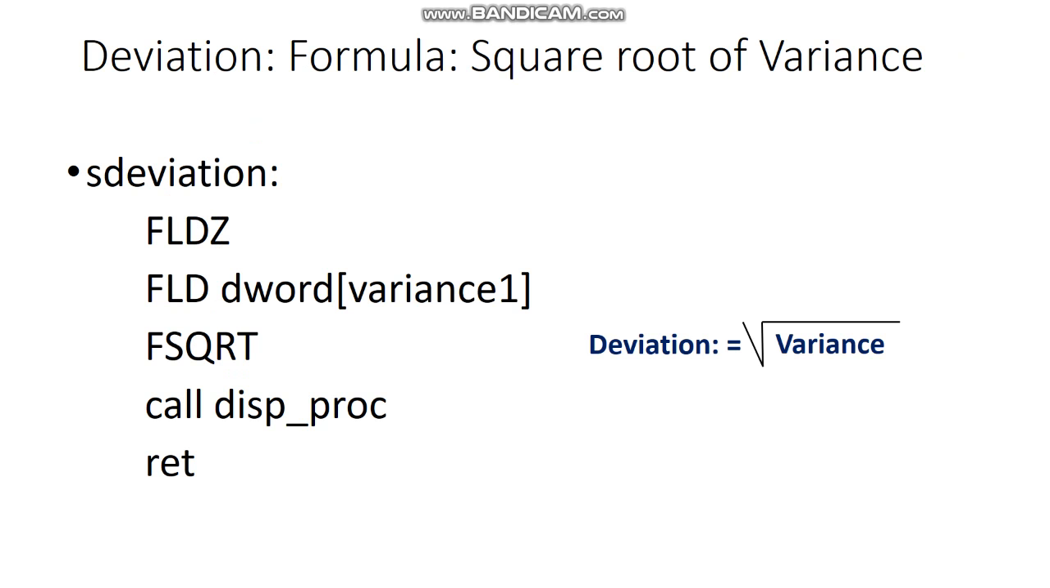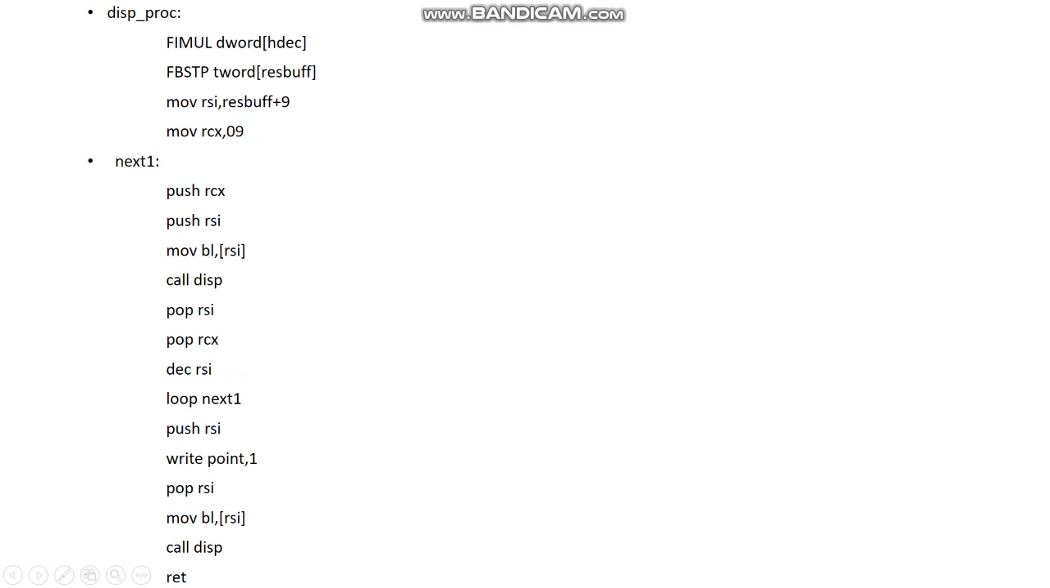Then we will move towards the deviation part. The formula and the logic for deviation are very simple. The formula for the deviation is nothing but the square root of the variance. As we have already calculated the value of variance in the first part, we just need to take the square root of the same, and one instruction is already available with the 80387 coprocessor, and that instruction is fsqrt. So we are just placing the value of variance on top of the stack, and we are taking the square root of the same. Whatever value is generated, we supply that value to the disproc routine.